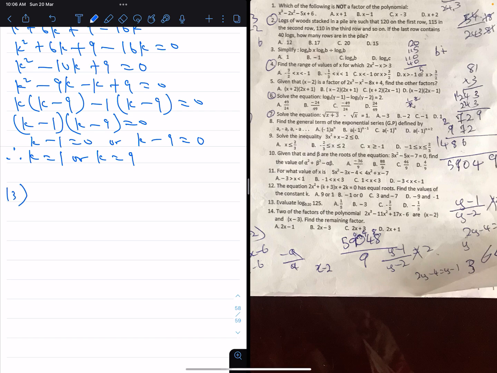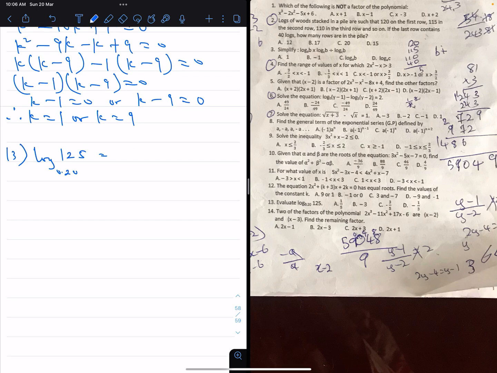What's 13? Evaluate log 125 to base 0.20. I think you always get this one. Most of you have even perfected the skill, that you need to be able to do this using a calculator. But it's good to know how to work it out, because if it's a theory question, you have to show workings.